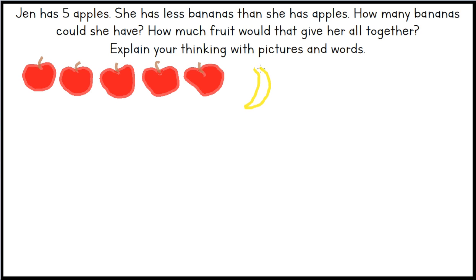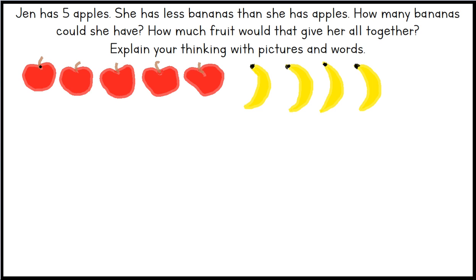So I'm going to draw my bananas. 1, 2, they look like moons, don't they? 3, and 4. Let's get them colored in there and give a little black top to it. Got to add my details. I want people to know these are bananas and not moons, right? All right. So if Jen had 4 bananas, then this would be how I would solve it with words.